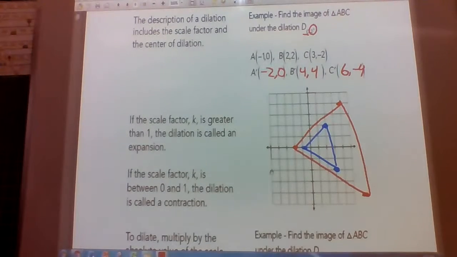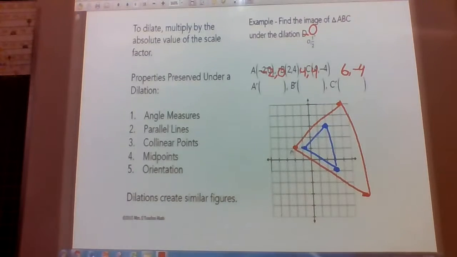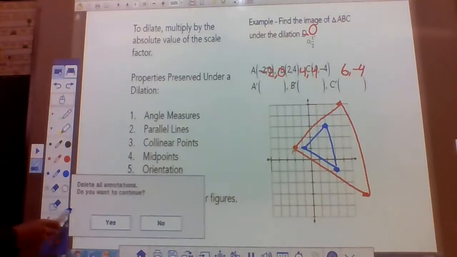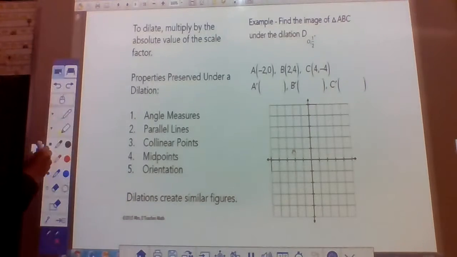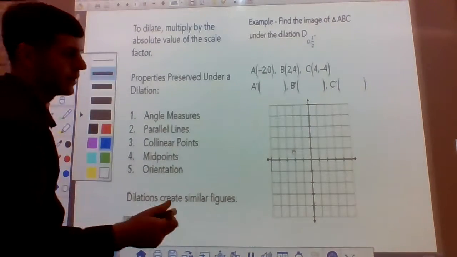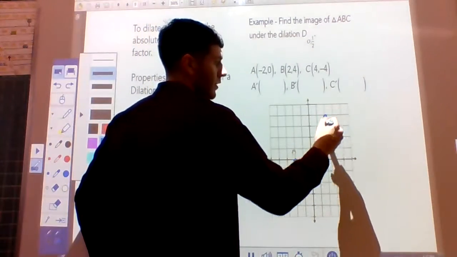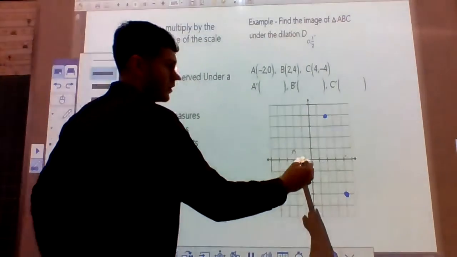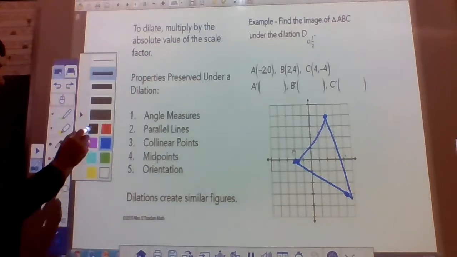Second example, our scale factor is 1/2. So this is going to be a contraction because our scale factor is between 0 and 1. We're still multiplying, it's just that this is going to be a contraction, meaning it's going to get smaller. So our original here, in blue, we have negative 2, 0. We have 2, 4, and we have 4, negative 4. So here's our original triangle. It's going to get smaller, it should contract.